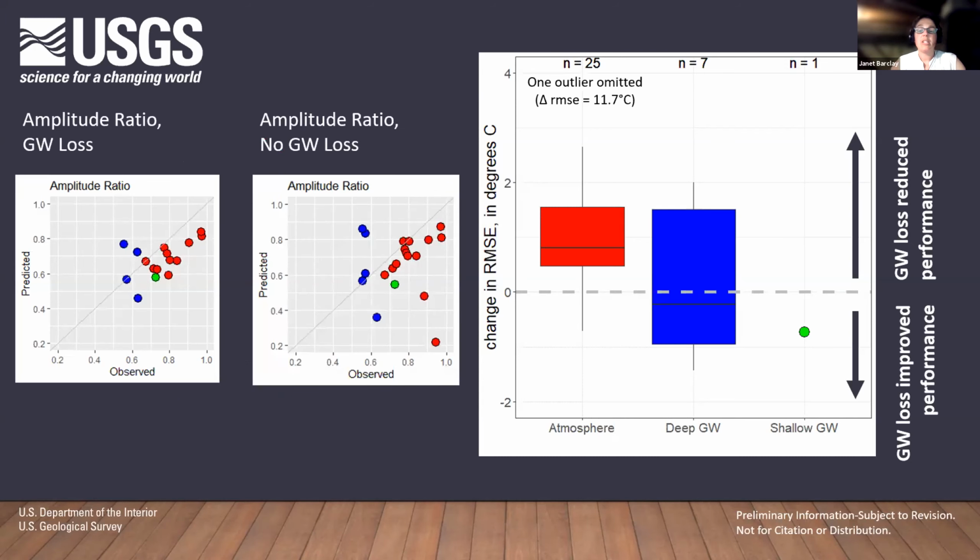If we look at the predicted and observed amplitude ratios with and without the loss function, on the left, we have the predicted versus observed amplitude ratio with the loss function, and on the right, we have the predicted and observed amplitude ratio without the groundwater loss function. Looking at those, we see a slightly better fit of the amplitude ratio with the loss function, although we do see that the amplitude ratio is slightly under predicted still. These results are preliminary and the sample size is small, but they do suggest that incorporating the annual properties into the loss function may improve the stream temperature predictions in streams with groundwater influenced temperature regimes.